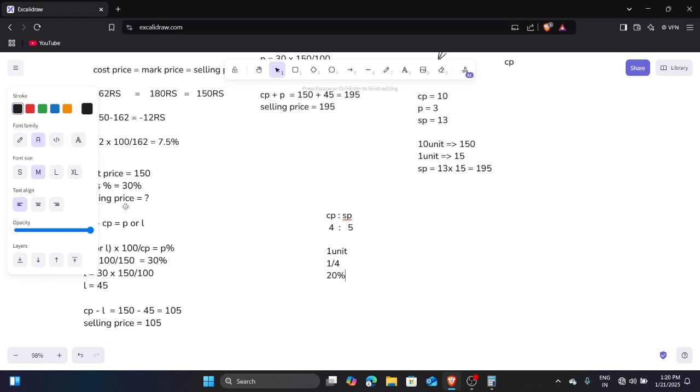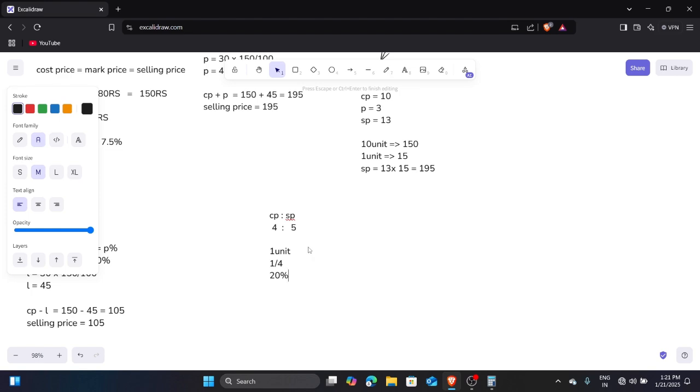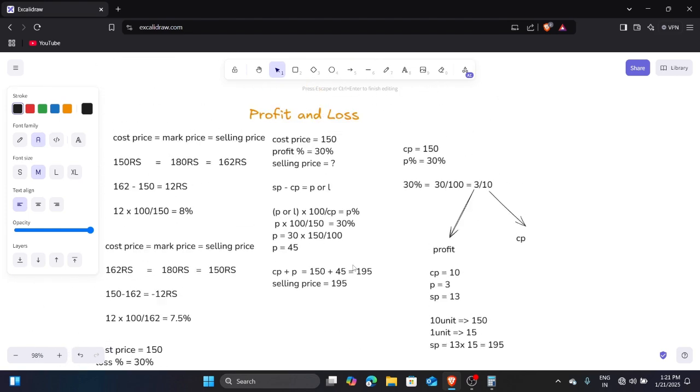We don't want to do these long and complicated calculations. If you have knowledge of fractions and ratios, and you know how to play with fractions and ratios, then you can easily do these long, complicated and a little bit hard questions in a very easy way, with the help of fractions and ratios. So that's how we do profit and loss.